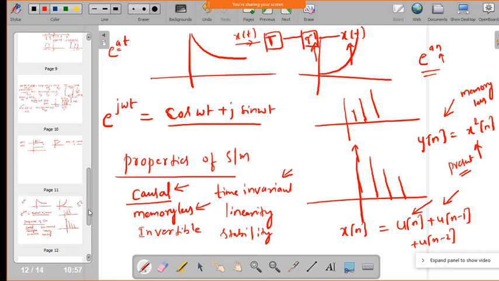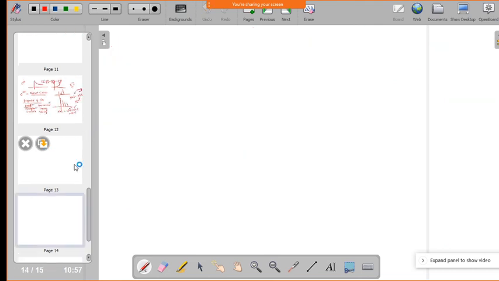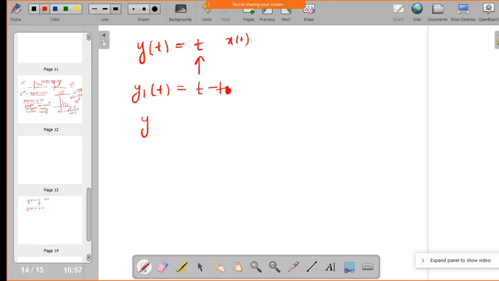For example, say y of t is equal to t. Take this as input x of t. Now if you shift the input, call it y1 of t, which is equal to t minus t naught. Similarly, shift the output, that is y of t minus t naught. Since it has only t, this will also be shifted.